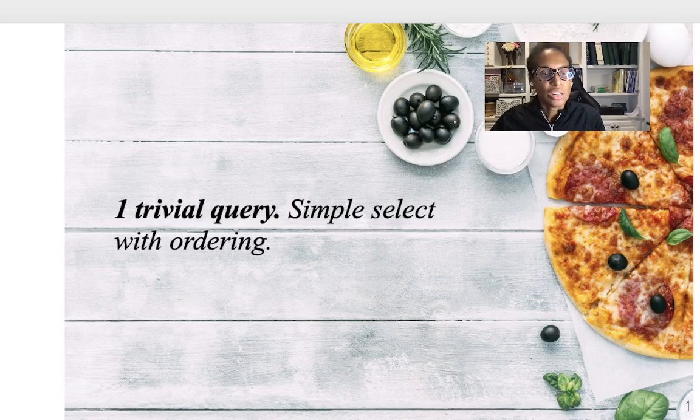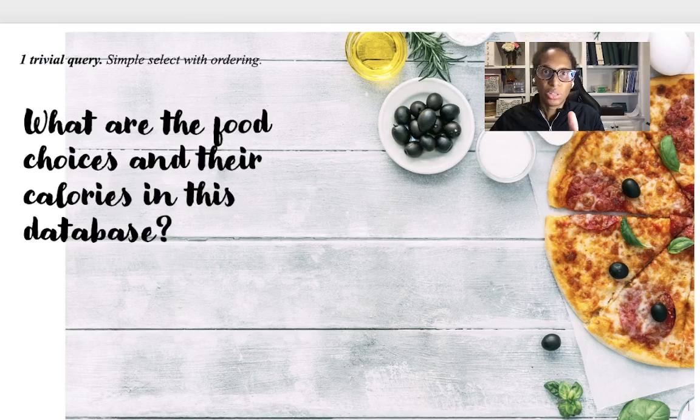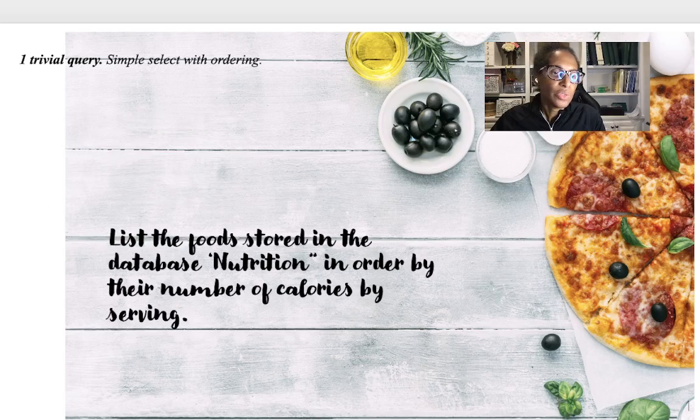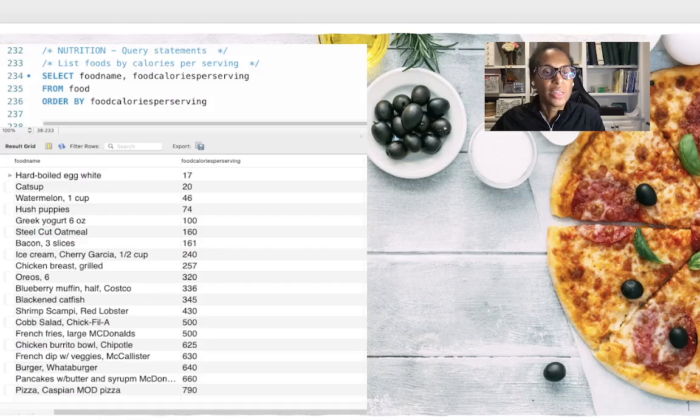This assignment gave us 10 queries, and I'll just go through a few of those with you. We had a simple select query with ordering. A question that applies here is, what are the food choices and their calories in this database? So we listed those foods according to their calories. You can see we use select statements, from, order by, and the outcome. Hard-boiled egg, ketchup, and watermelon are on the low end of food calories per serving, and on the upper end we've got our Whataburger, our pancakes and syrup from McDonald's, and our pizza from Mod Pizza.